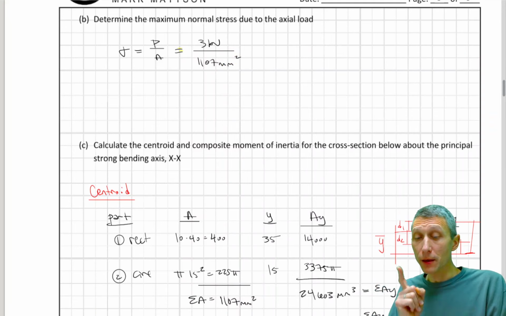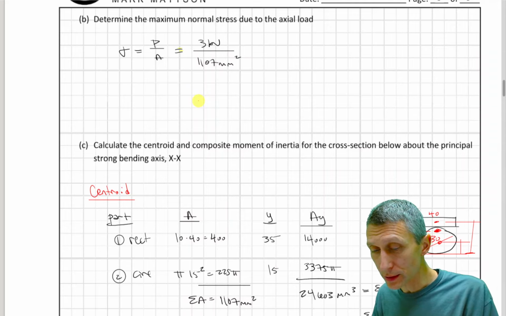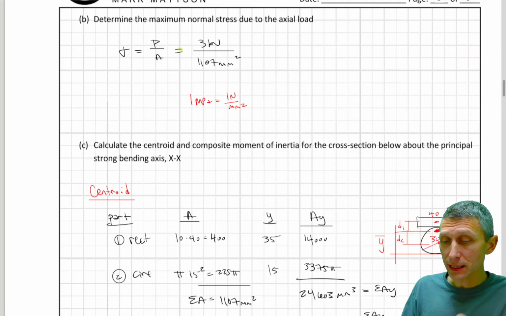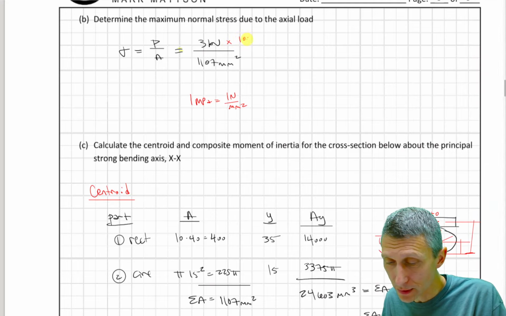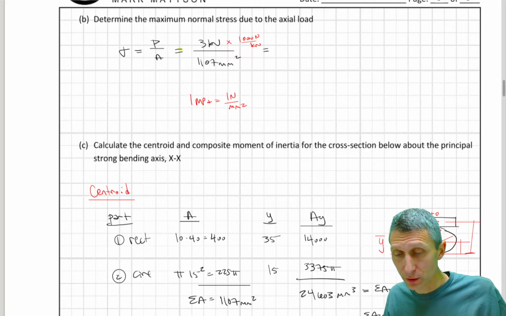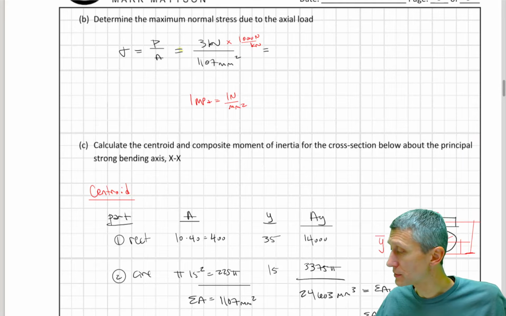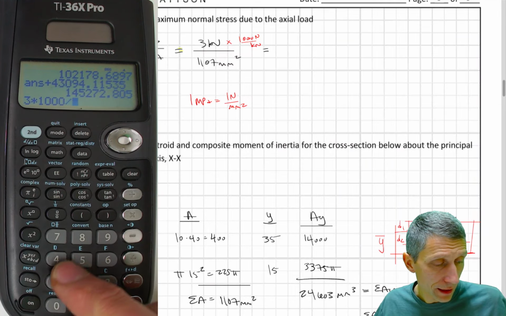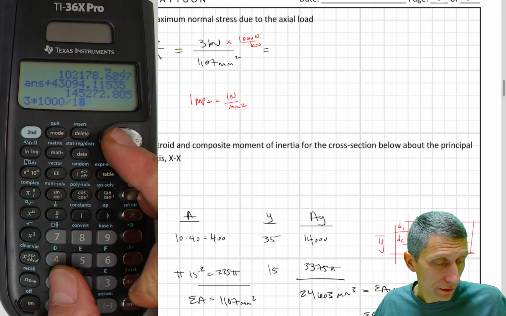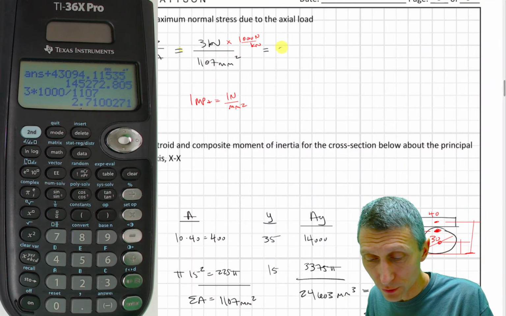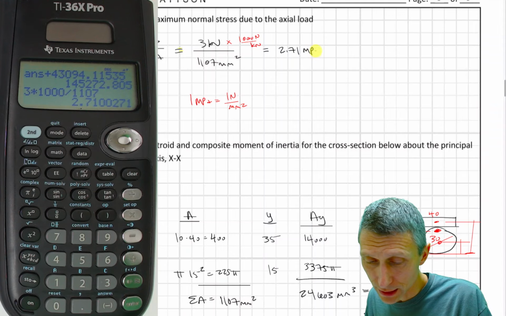One of the things I know is that 1 megapascal equals 1 Newton per millimeter squared. So if I want megapascals at the end, I want to multiply by 1,000 newtons per kilonewton. So 3 times 1,000 divided by 1107. Am I losing a little precision here? Sure, but what do I get? I get 2.71 megapascals. So not a huge value.